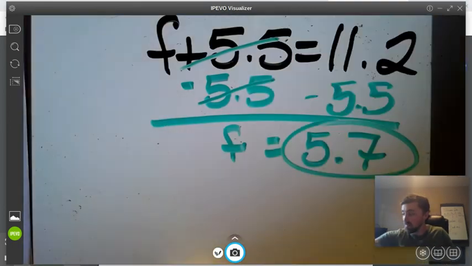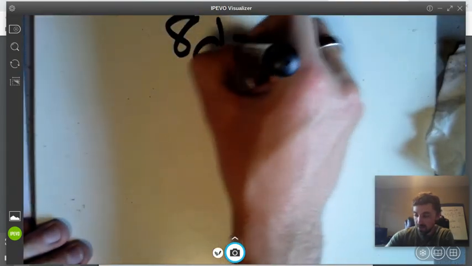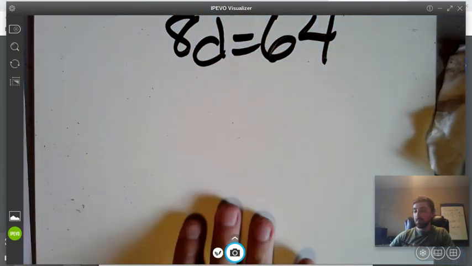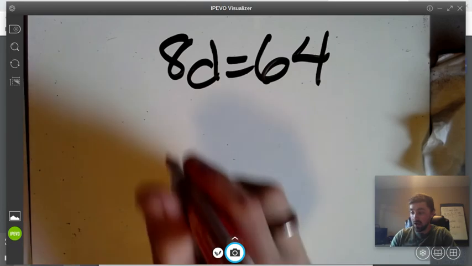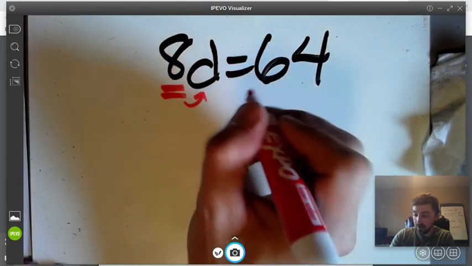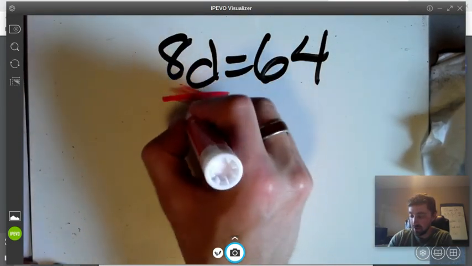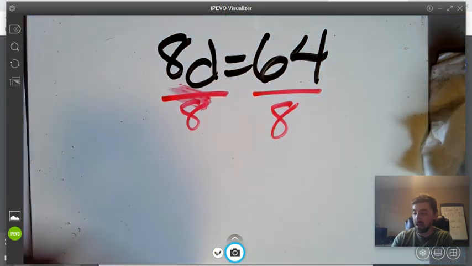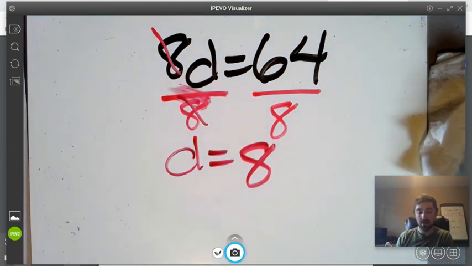All right, I would like to do one more just on the back page. Something as simple as this. So 8D is equal to 64. We see if there's any adding or subtracting going on. There's no simplification going on, so we can skip straight to multiplying and dividing. We recognize that because this number is in front of the variable, it is 8 multiplied by d. The opposite of that is divide by 8. We divide both sides by 8. Cancel, cancel. D is equal to 8.